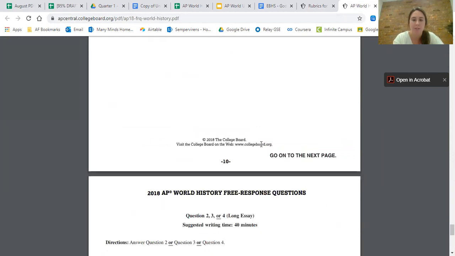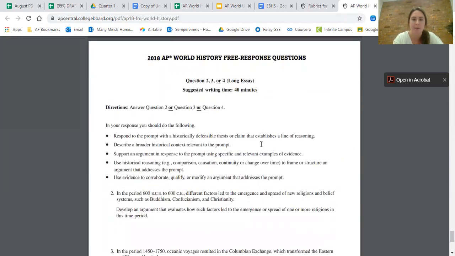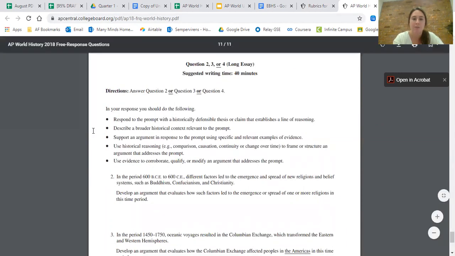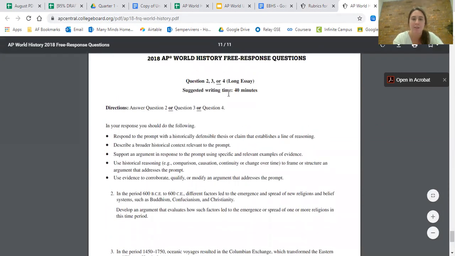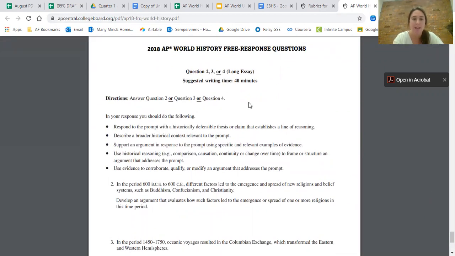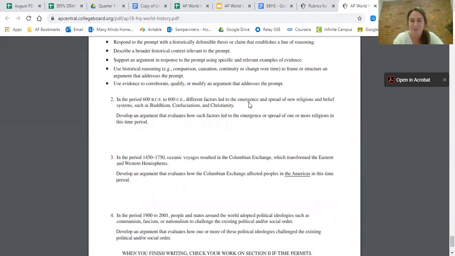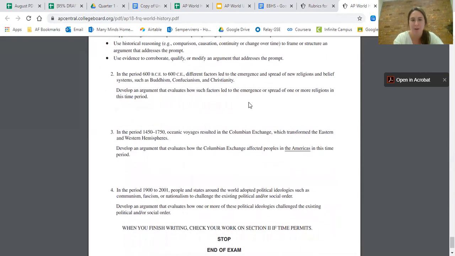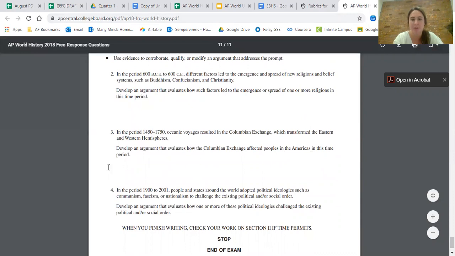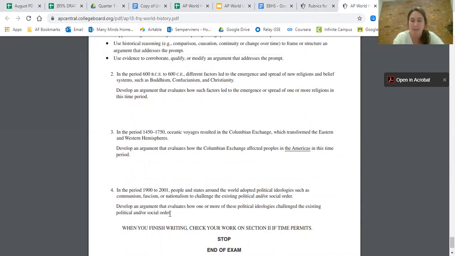However, the LEQ looks a little bit different. If we keep scrolling down, you can see that it gives you the rubric. Similarly, it tells you that you should spend about 40 minutes writing, because remember, you don't have to read any sources, so it's just writing. And then it will give you an option on which prompt to respond to. So each of these prompts will usually be from different time periods, and you get to pick whichever prompt you want to answer based off the one that you feel most confident with, whatever you remember the most information from.